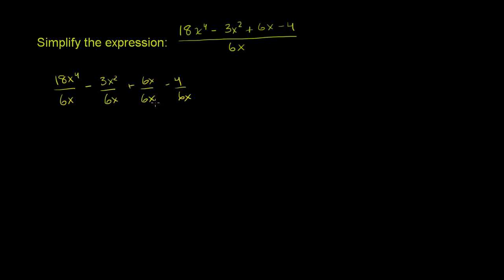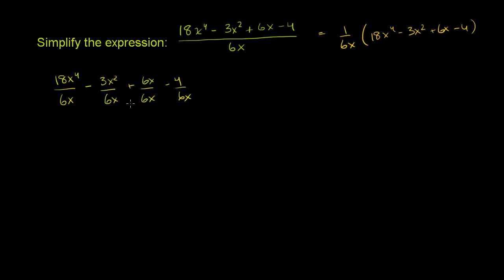The other way to think about it is that we're multiplying this entire expression. So this is the same thing as 1 over 6x times this entire thing, times 18x to the fourth minus 3x squared plus 6x minus 4. And so here, this would just be the straight distributive property to get to this. Whatever seems to make sense for you, they're all equivalent. They're all logical, good things to do to simplify this thing.